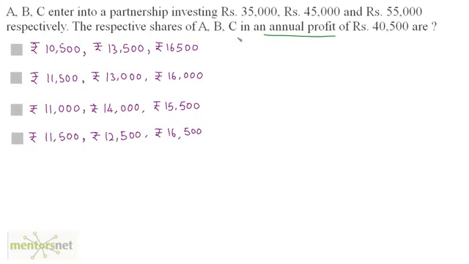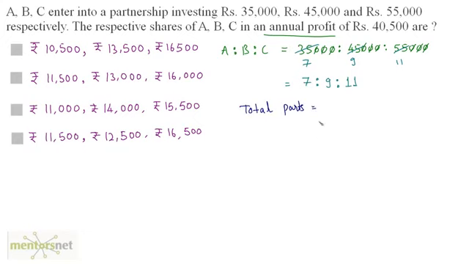So let us assume that the ratio of their profits, A is to B is to C, is equal to the ratio of amounts they invested. So 35,000 is to 45,000 is to 55,000. So these zeros get cancelled out and 5 times 7 is 35, 5 times 9 is 45 and 5 times 11 is 55. So the ratio is 7:9:11.